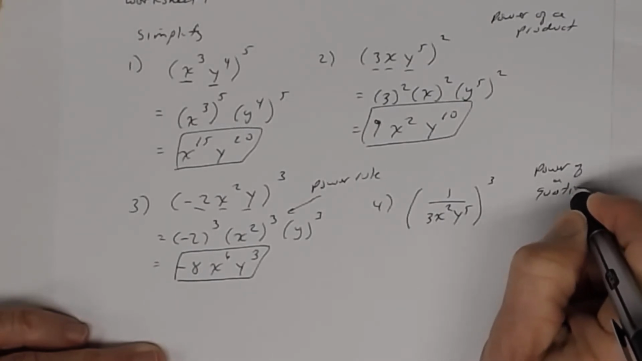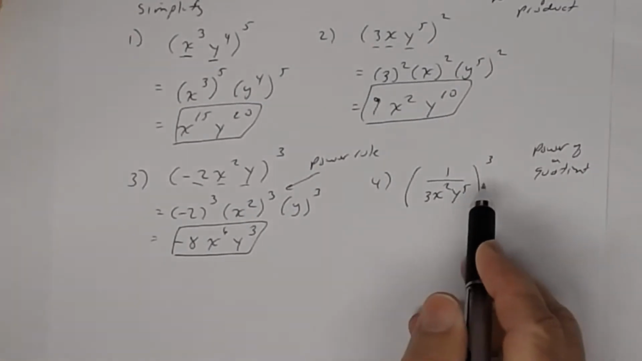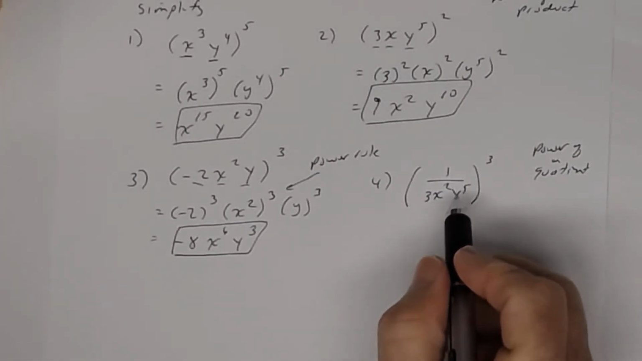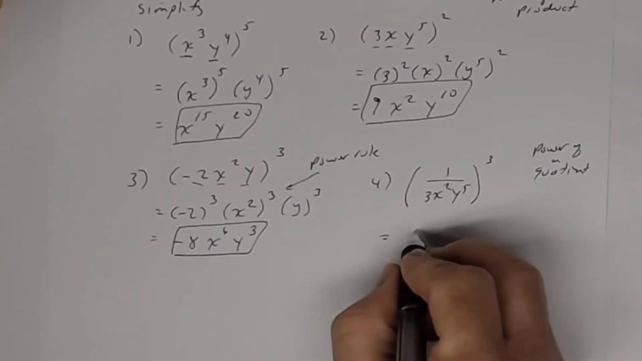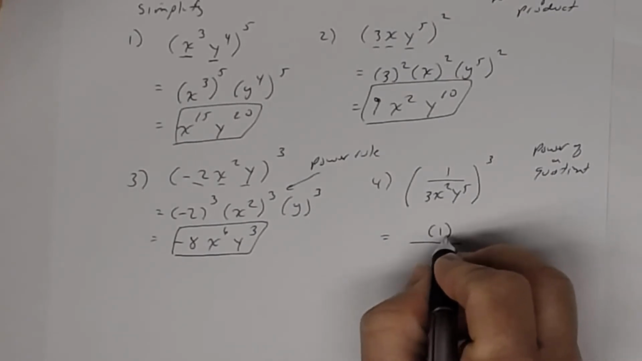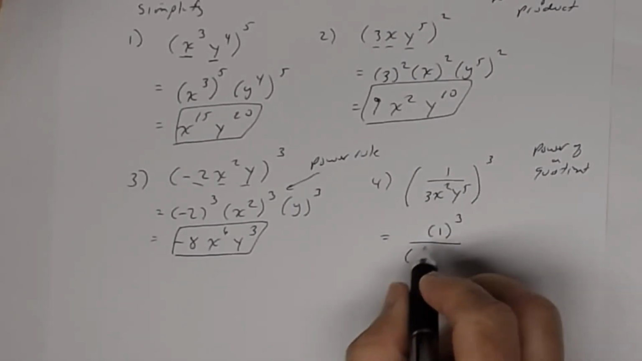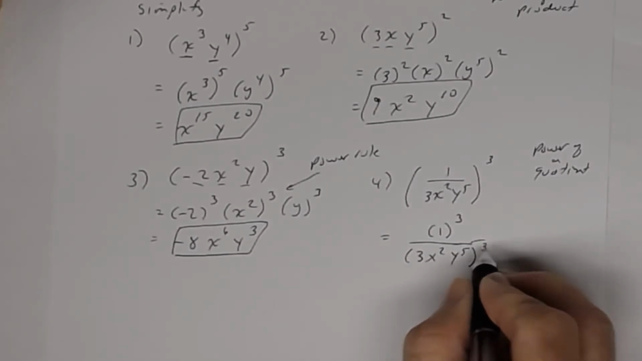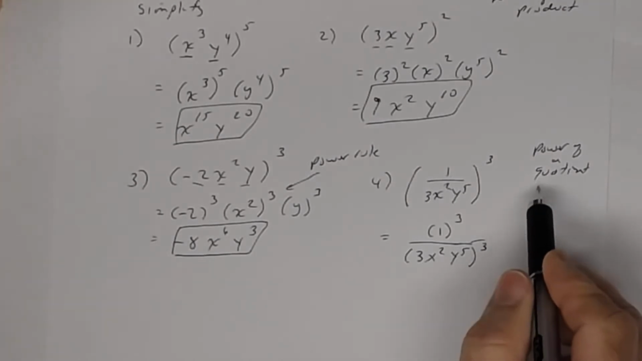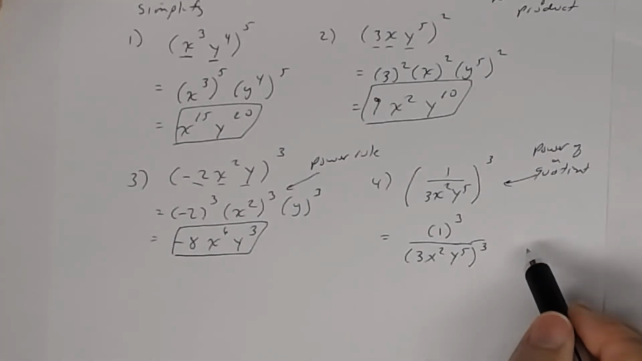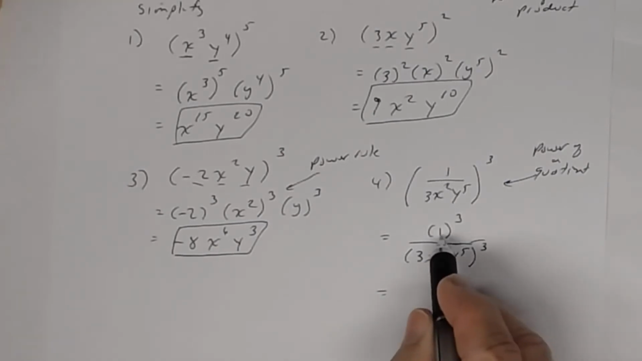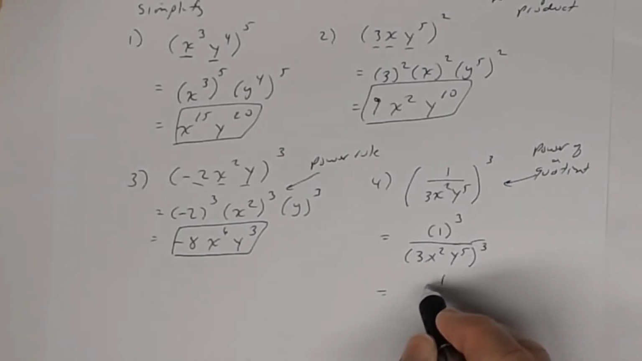So I have a quotient this time, right? All right, so according to the power of a quotient, I take the numerator, raise it to the power, and take the denominator, raise it to the power. So this is what it looks like. It'll be 1 raised to the third, and then the denominator, which is 3x squared y to the fifth, raised to the third as well. All right, so the power of a quotient rule. That's what I'm using here. Then we know, simplifying this a little bit further, here's what we get. We know that 1 raised to any power is always 1, right?